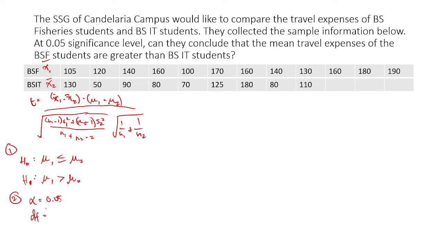So since their variances are assumed to be equal, our DF here will be N1 plus N2 minus 2. So we have here 1, 2, 3, 4, 5, 6, 7, 8, 9, 10, 11, 12. 12 plus 9. So this will be equal to 12 plus 9 minus 2. If you check, that is 19. So we can now get our T-critical.